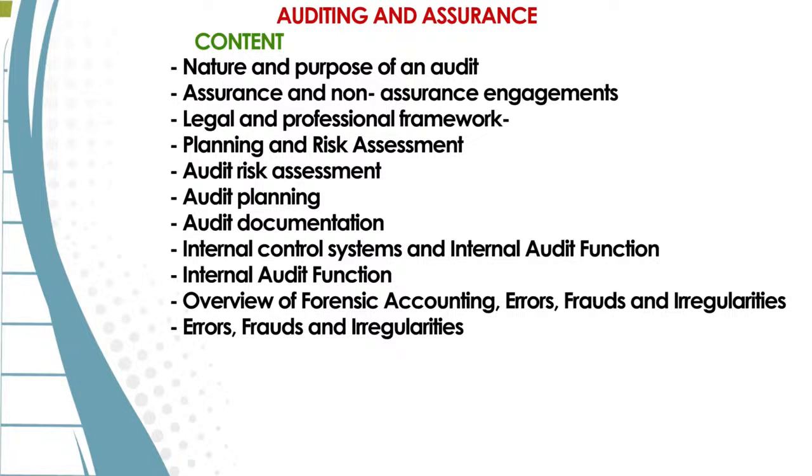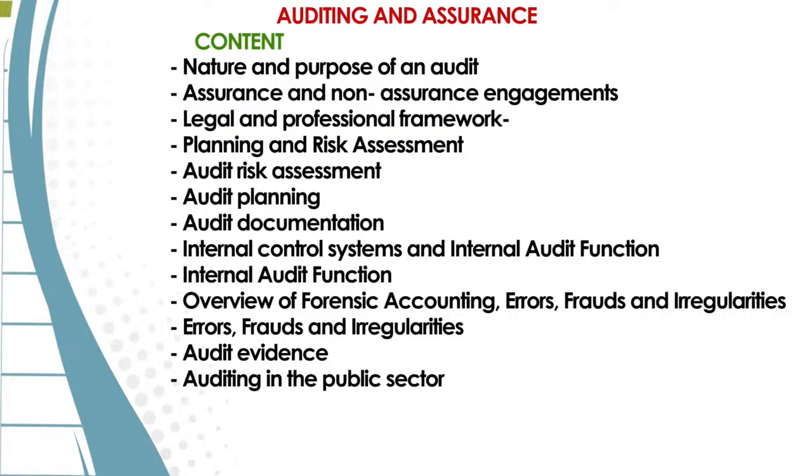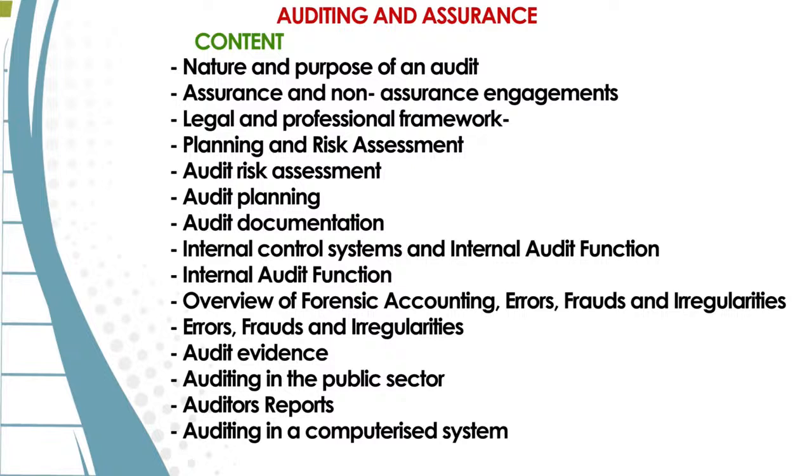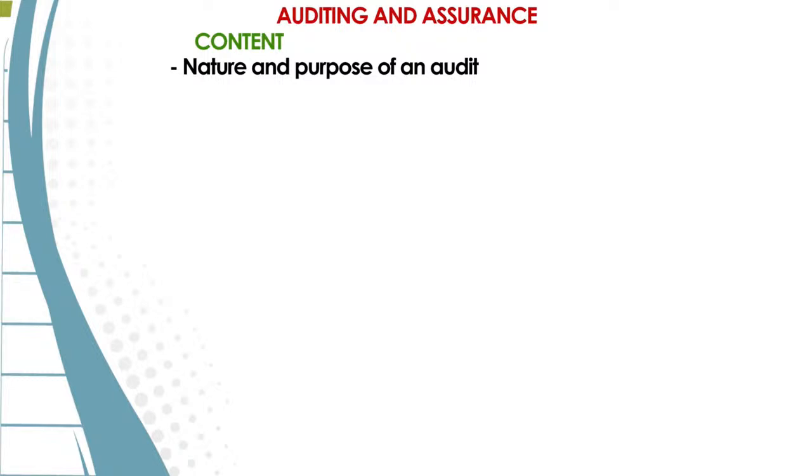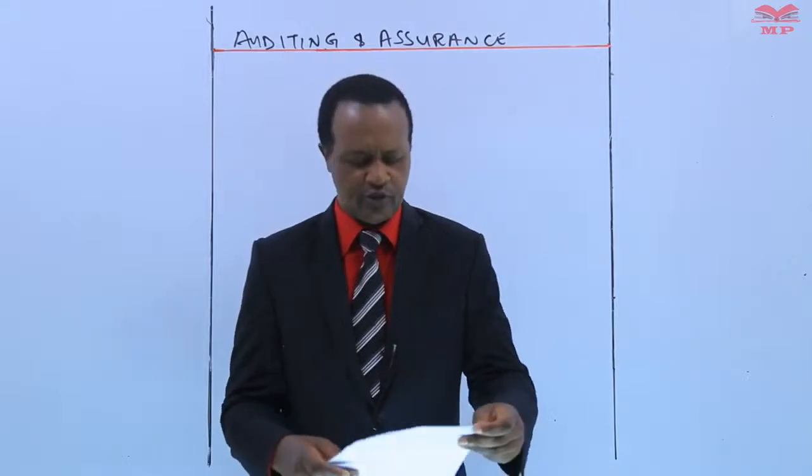Number 11, errors, frauds, and irregularities. Number 12, audit evidence. 13, audit in the public sector. 14, audit reports. 15, auditing in a computerized system. And lastly, contemporary and emerging issues in audit. We will be covering each and every topic. In today's topic, we will begin with the nature and objectives of an audit.